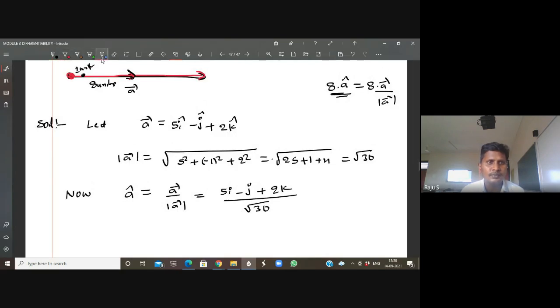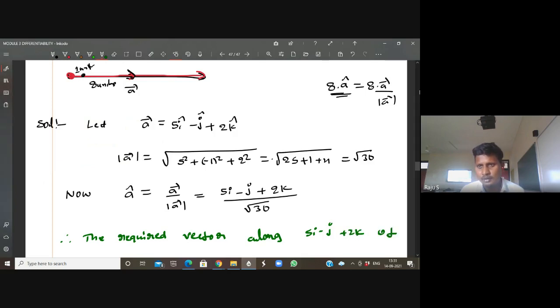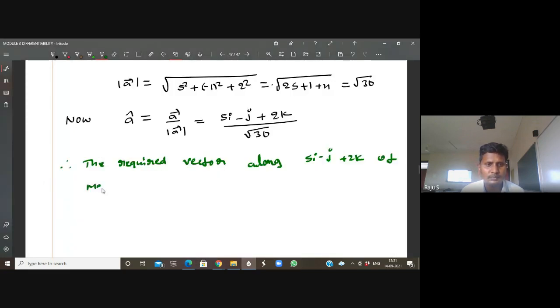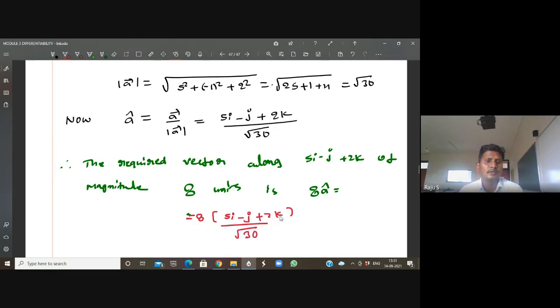Therefore, you have to write here: the required vector along the direction of 5i minus j plus 2k, which has magnitude 8 units, is 8 A cap. Simple, student, multiply this with 8. That is the required vector. That is equal to what? 8 times 5i minus j plus 2k all divided by square root of 30. This is the answer. You may multiply here.